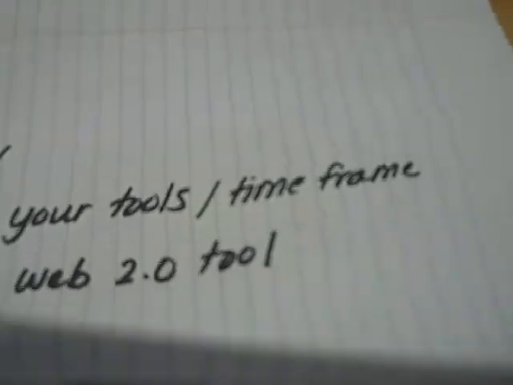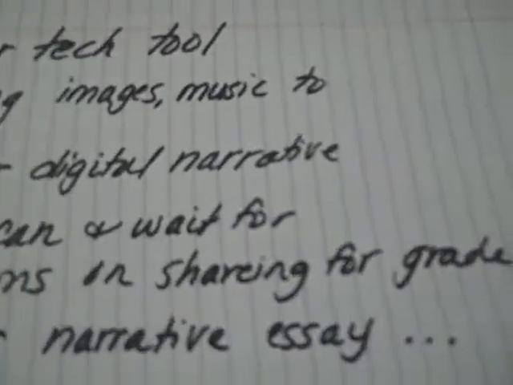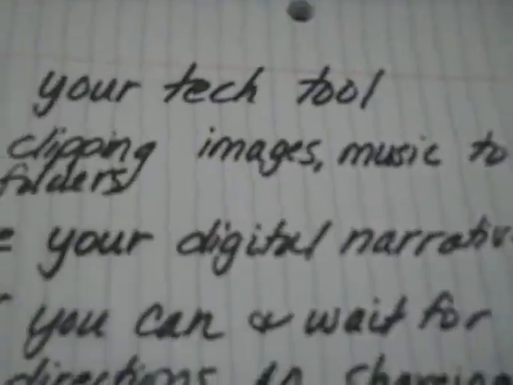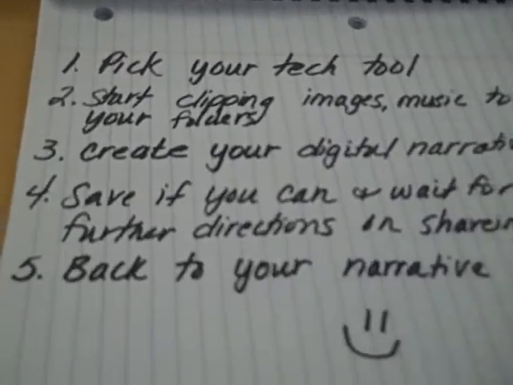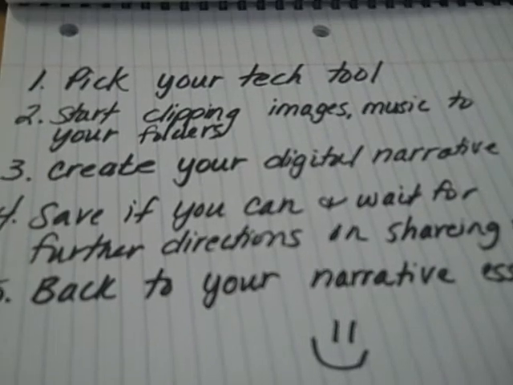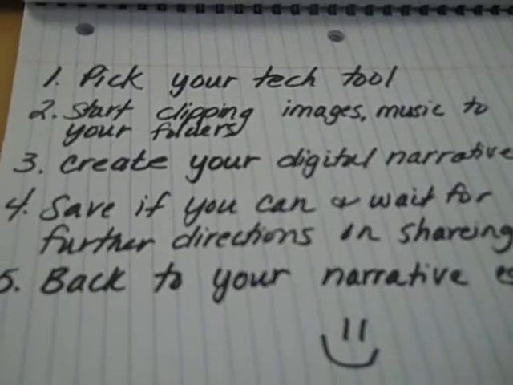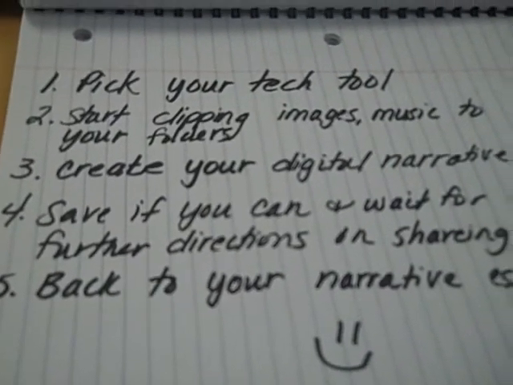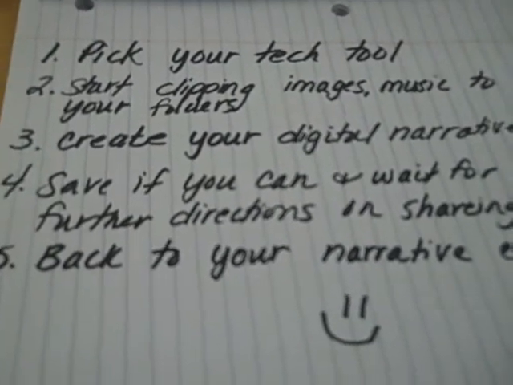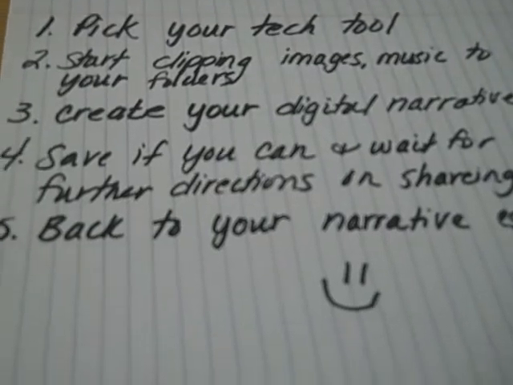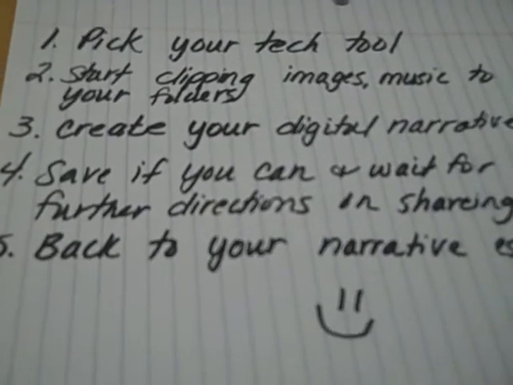Back to the end, so we've finished really what this whole process should look like. So number one, you've got to pick your tech tool at this point. Number two, you need to start clipping images and music to your file folders. Most of you have done that on your H drive. Number three, at this point, if you've not already begun, you need to be creating that digital narrative. And number four, you need to save if you can.